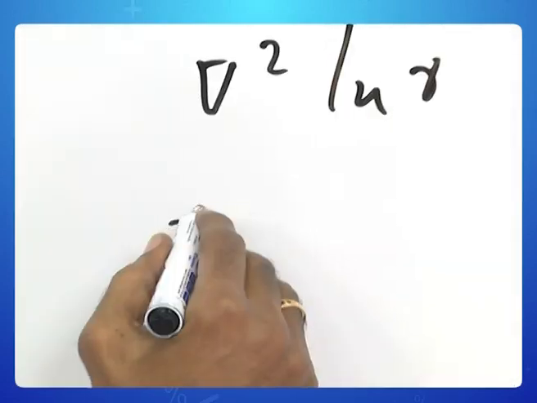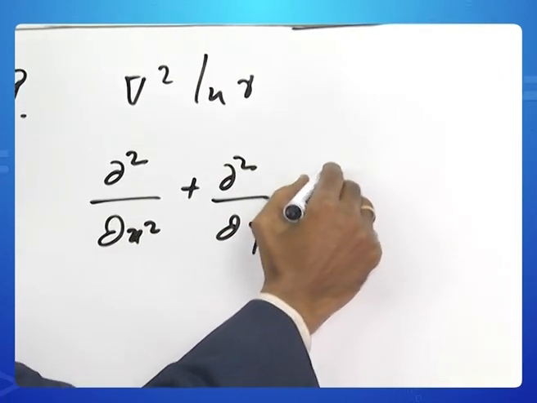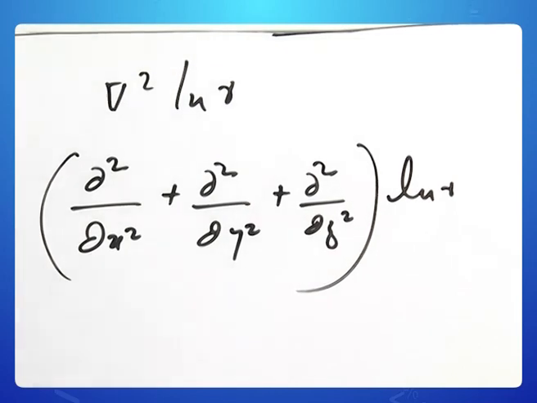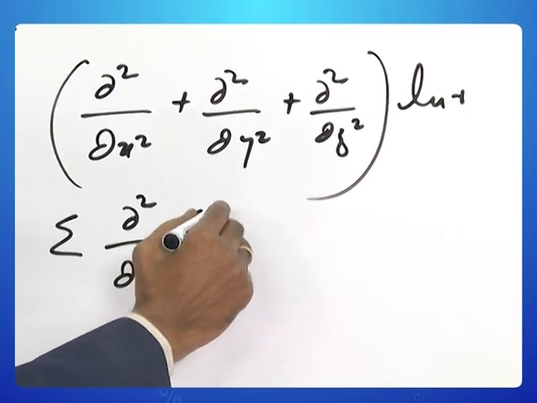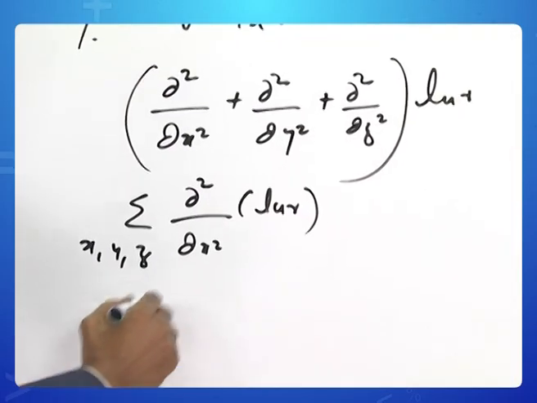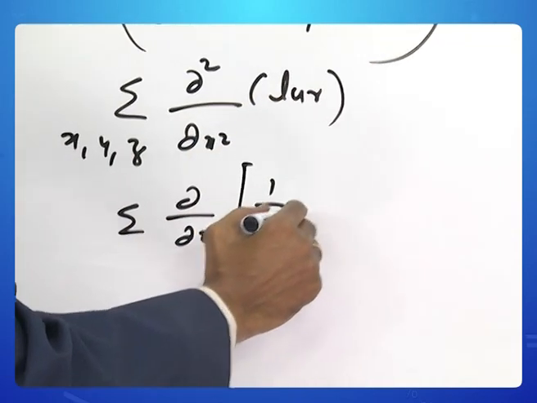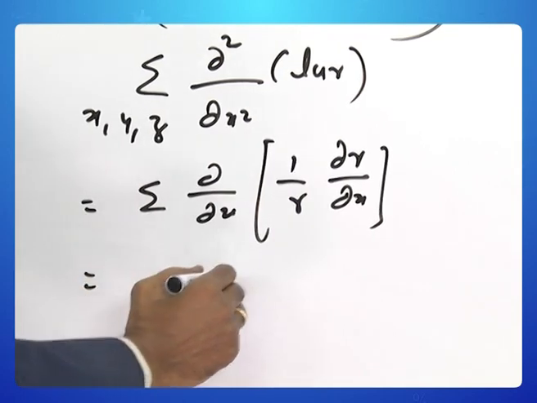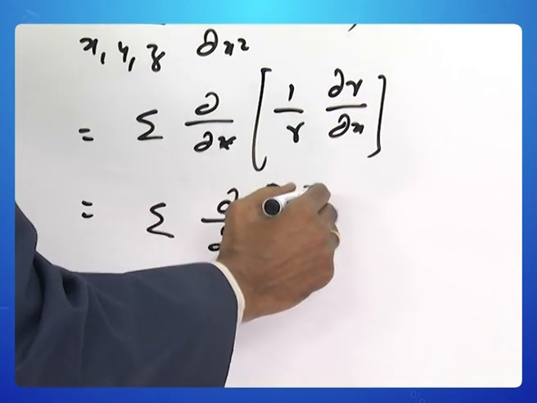This is nothing but dou square by dou x squared plus dou square by dou y squared plus dou square by dou z squared operated on log r. This we can write in brief as dou square by dou x squared of log r in three symbols x, y, z. So let's do one by one. Dou by dou x of log r, differentiate once, you will get 1 by r dou r by dou x. So this is summation dou by dou x. This is x by r, so you will get x by r square.